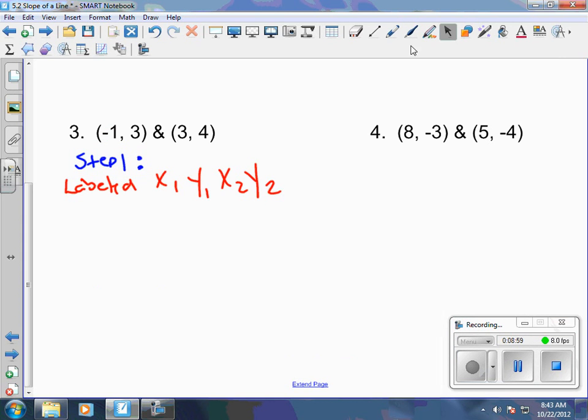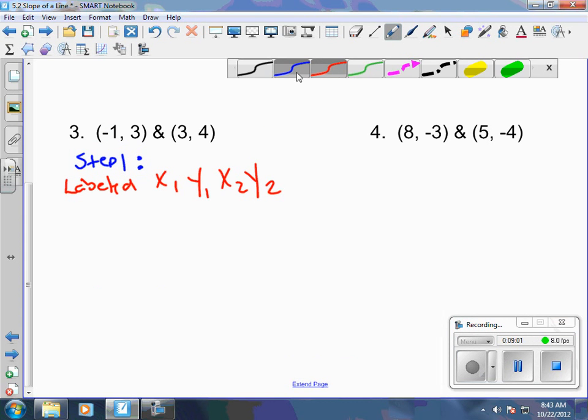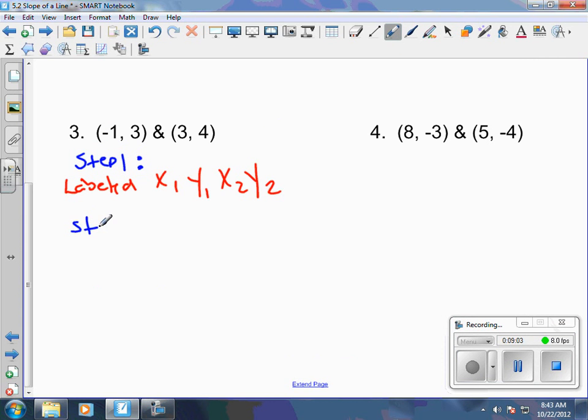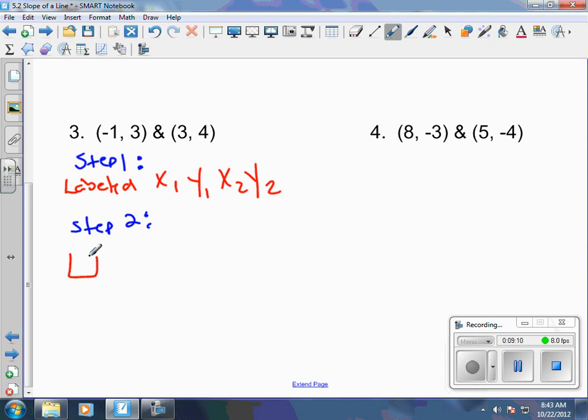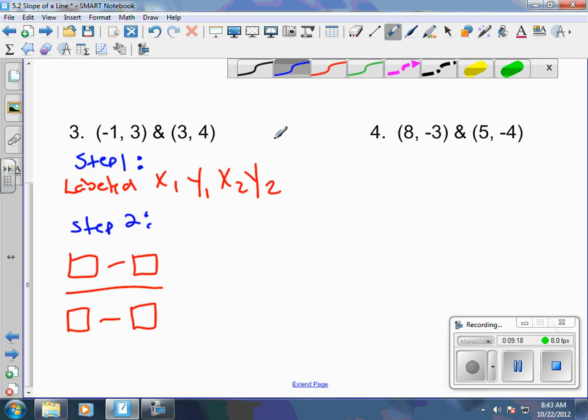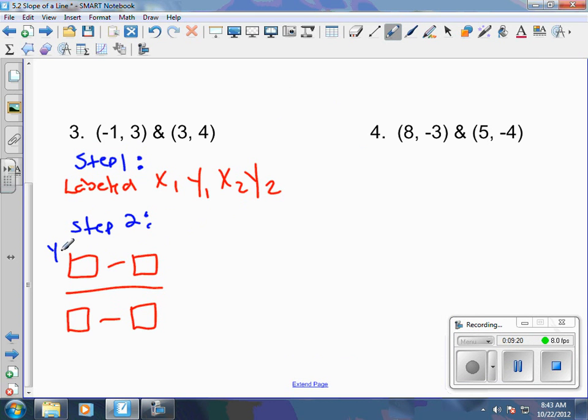Okay, what did I do next? After step 1, I did something. What is step 2? This is where I made my boxes, correct. Step 2, I did blank minus blank over blank minus blank. Now, you might want to identify this as y2, y1, x2, x1.